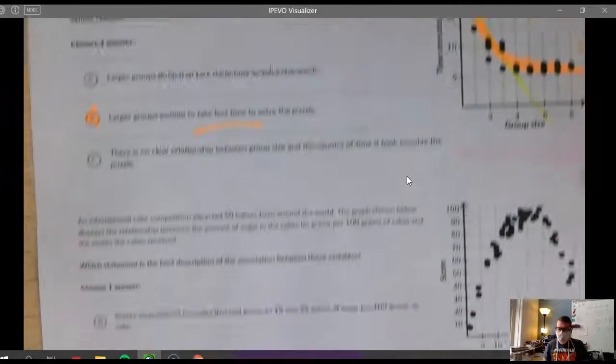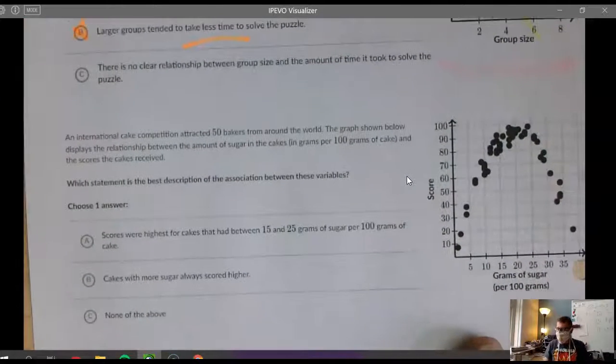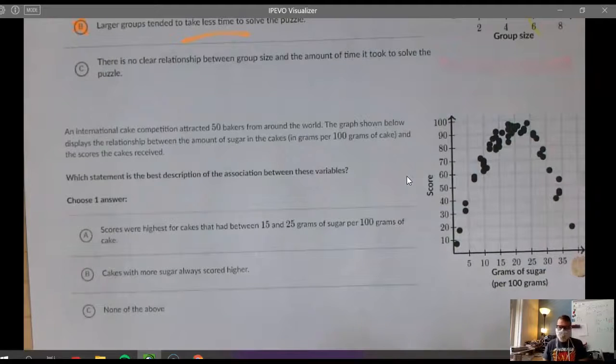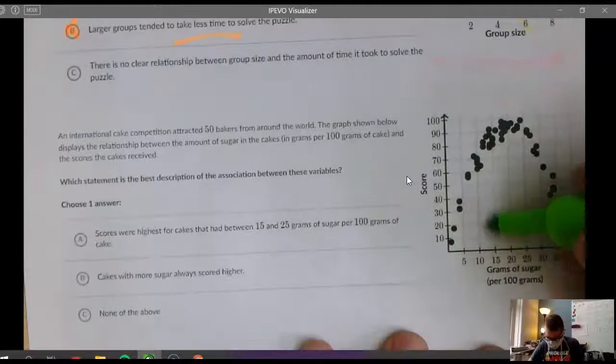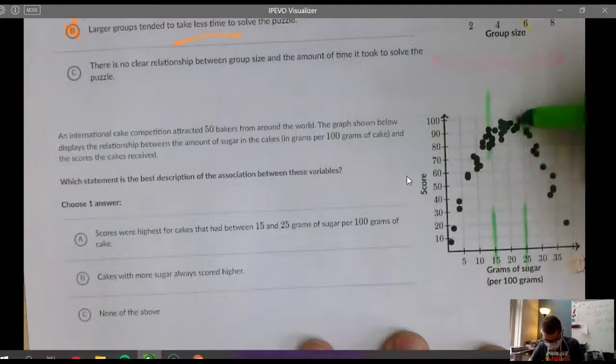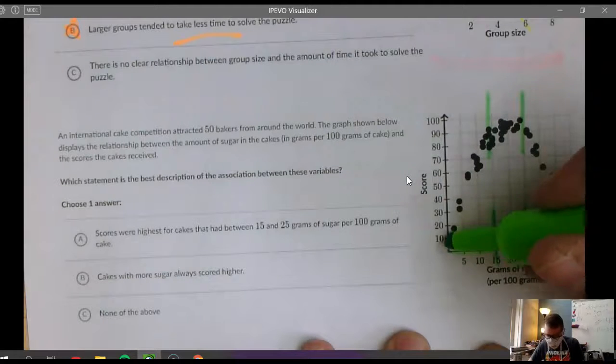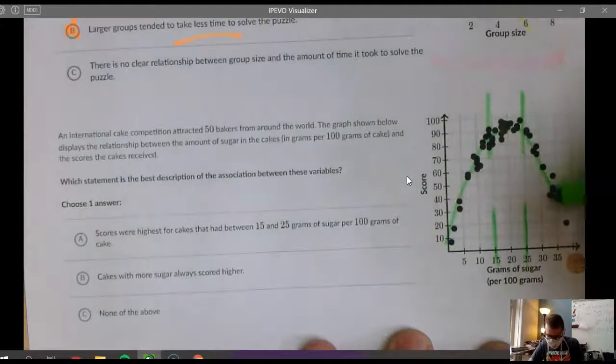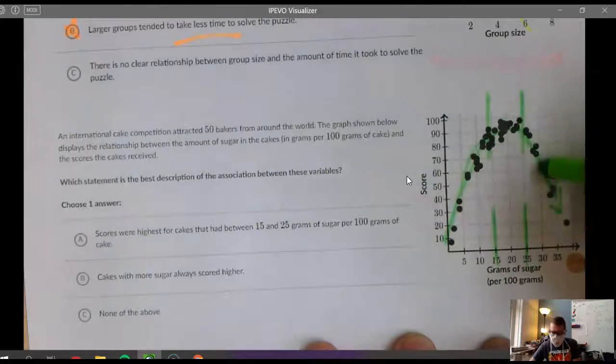Now we go to an international cake competition. Boom. Nick's like, I'm there. Did you already make your observation of the graph, Nick? What do you think you observed? Scores were highest for the cakes that had 25 grams of sugar per 100 grams of cake. Look at that weird little curvy thing. Yeah, that. Good job. Akshay is throwing down the math slang. Akshay is like, it's called a parabola, bro.